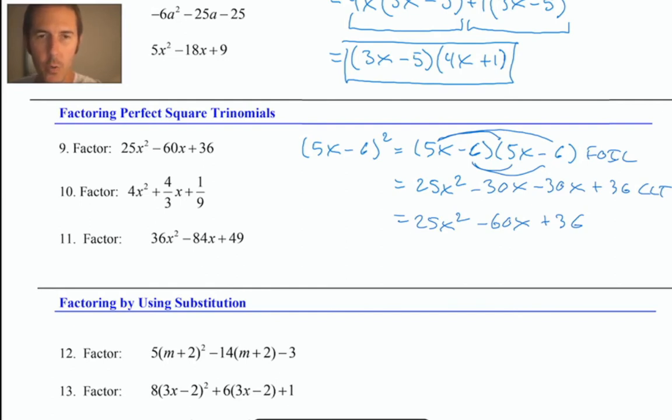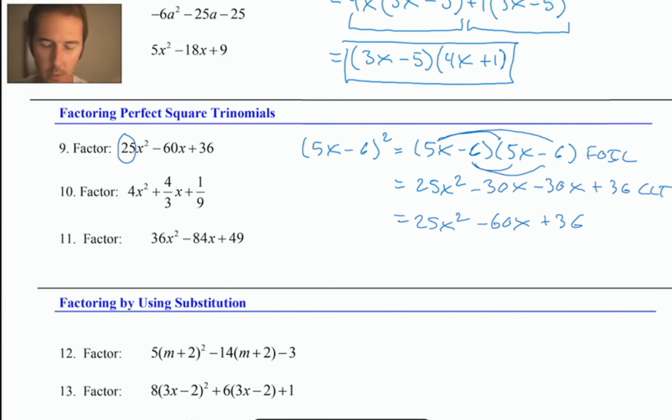Okay, so I've just proven to you, or demonstrated to you, that this does indeed equal this. The question is, how in the world did I come up with this so fast? I'll show you a couple of tricks. The first one is, we're going to do a little Q&A here, so make sure you're sitting up straight. What's the square root of 25?